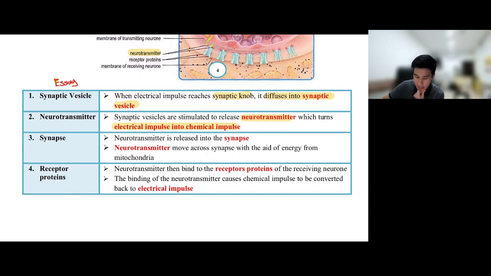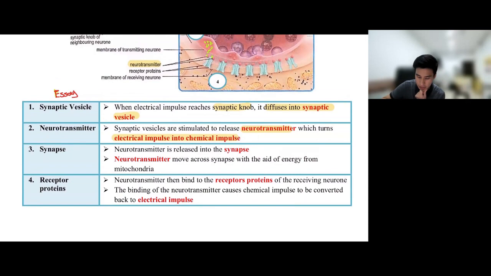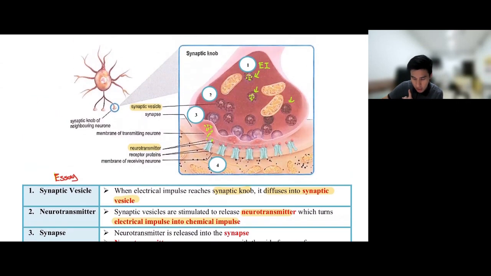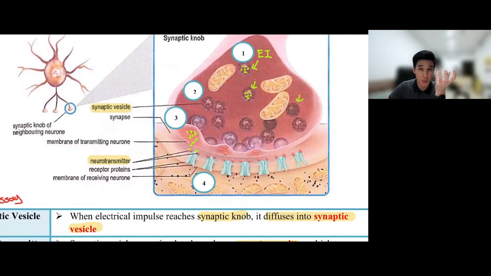Okay, then what's next? Okay, this neurotransmitter, once it converts the electrical to chemical, the pimple then becomes very big already, about to burst, about to pop already. So this pimple, this synaptic vesicle, will move towards here and release the neurotransmitter so that the chemical impulse, the signal, can be carried to the next neuron. Understand? Again, once the neurotransmitter converts the electrical to chemical, then it will move towards here and release the chemical impulse so that it can bring it across to the next neuron.